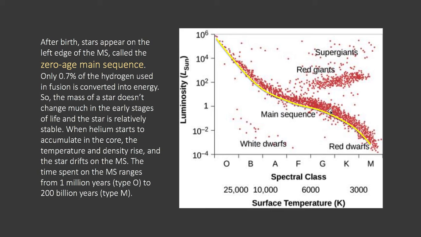How long it will live there, what we call its main sequence lifetime, will depend on where it started. So stars that are down here, the coolest stars, the type M stars, actually live the longest lives on the main sequence. They can be there for hundreds of billions of years. Whereas type O stars actually go through their main sequence lives much, much faster. They might only be on the main sequence for 1 million years before leaving. And so the lifetime of a star depends on where it falls along this zero-age main sequence.